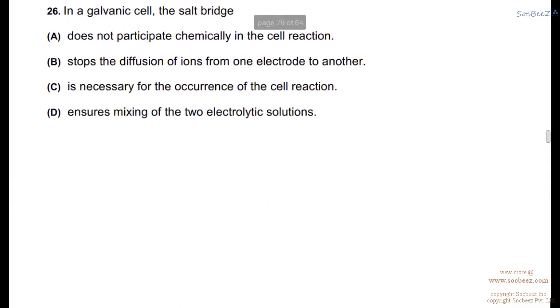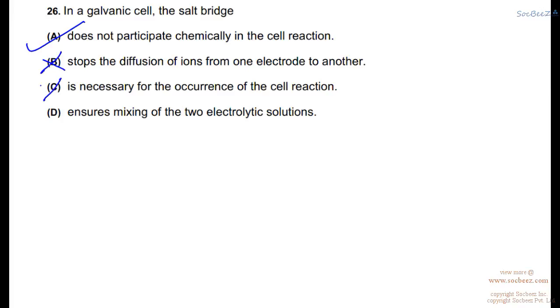Question states, in a galvanic cell, the salt bridge A does not participate chemically in a cell reaction. Yes, option A is correct. A salt bridge does not participate chemically in a cell reaction. Option B stops the diffusion of ions from one electrode to another. No, it does not stop the diffusion of ions from one electrode to another, because to maintain neutrality, it may diffuse ions from one electrode to another. Therefore, option B is the incorrect option.